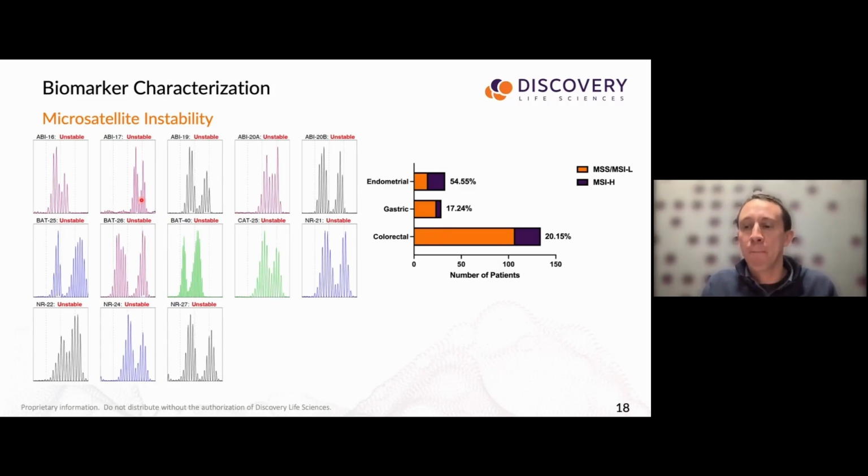We then profiled microsatellite instability across the 3 indications that it's most commonly observed in, which is endometrial, gastric, and colorectal. And this is anywhere from 25 to 30 samples within our gastric DTC bank to almost 150 in our colorectal bank. And we found, and this is consistent with the literature that's out there, that anywhere from roughly 20% to almost 50% of samples were MSI high when we observed the biobank.